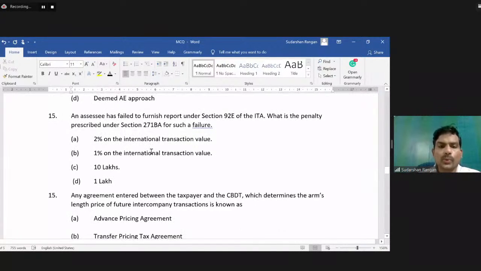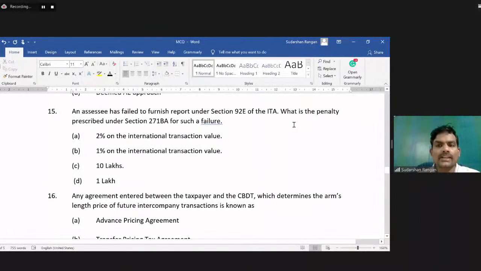Let's move on to question number 15. We discussed this as well. An assessee has failed to furnish the report under section 92E of the Income Tax Act. What is the penalty prescribed under section 271BA for such a failure? I know this is a procedural question, but you can expect these kinds of questions in the MCQs. Good to see answers chipping in.